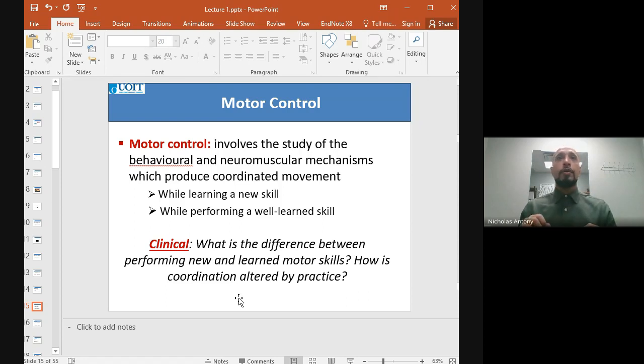So the neurology, cognitively, what they're thinking about, what parts of the environment they're considering when they're performing a motor skill, and how their performance in the motor skill changes as they're learning a new skill versus when they're performing a well-learned skill. What is one thing that we notice?